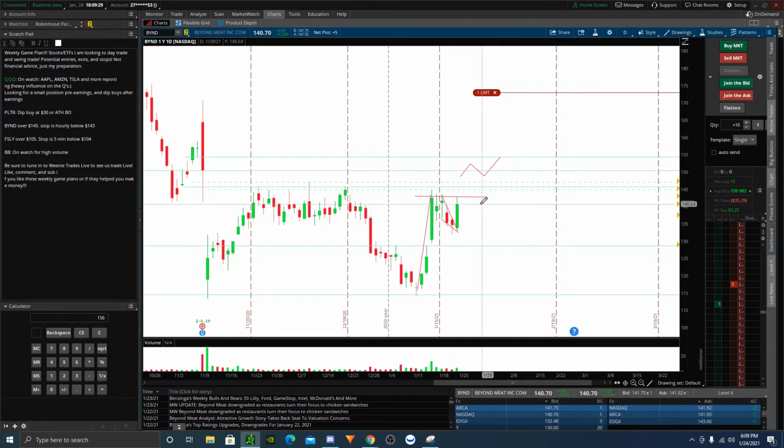And my stop is just going to be if we close a day beneath 143, maybe if we close an hour beneath 143, then Beyond just may need more time to consolidate and I'll have to stop out and look for a re-entry later.